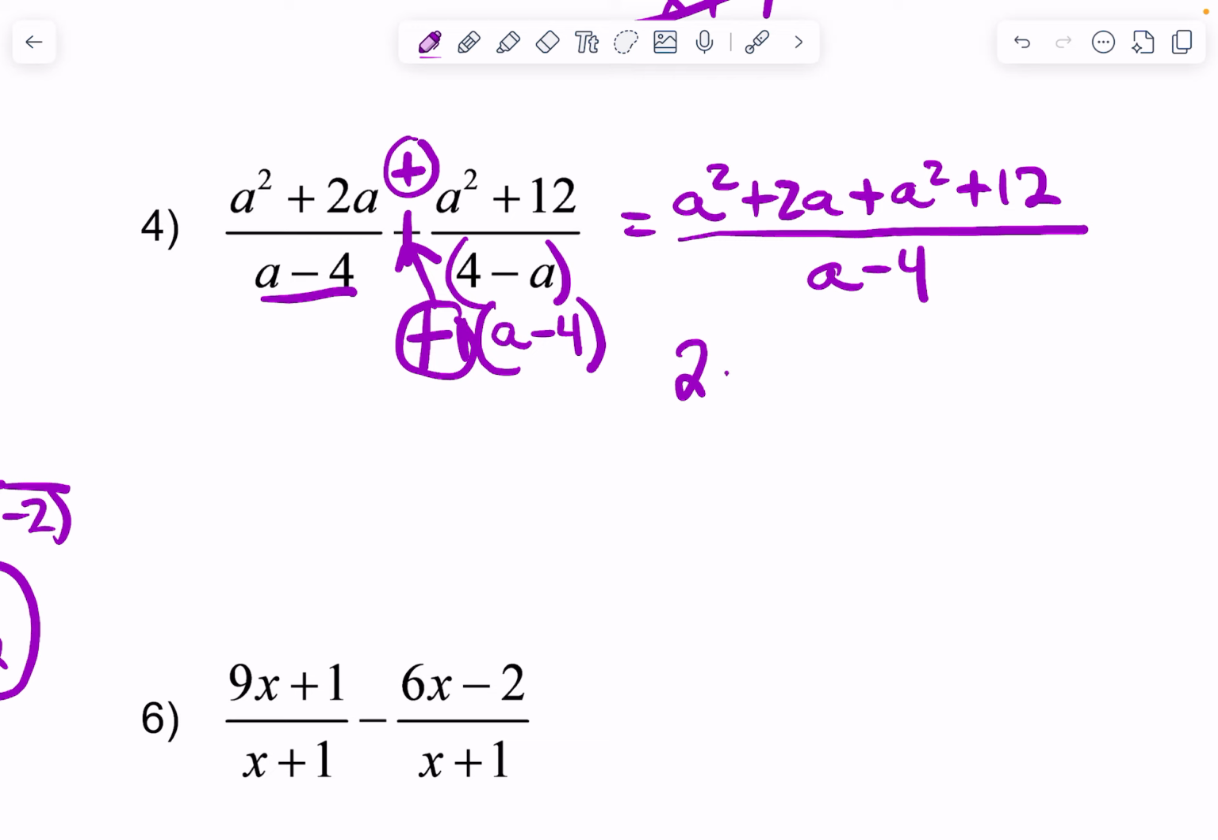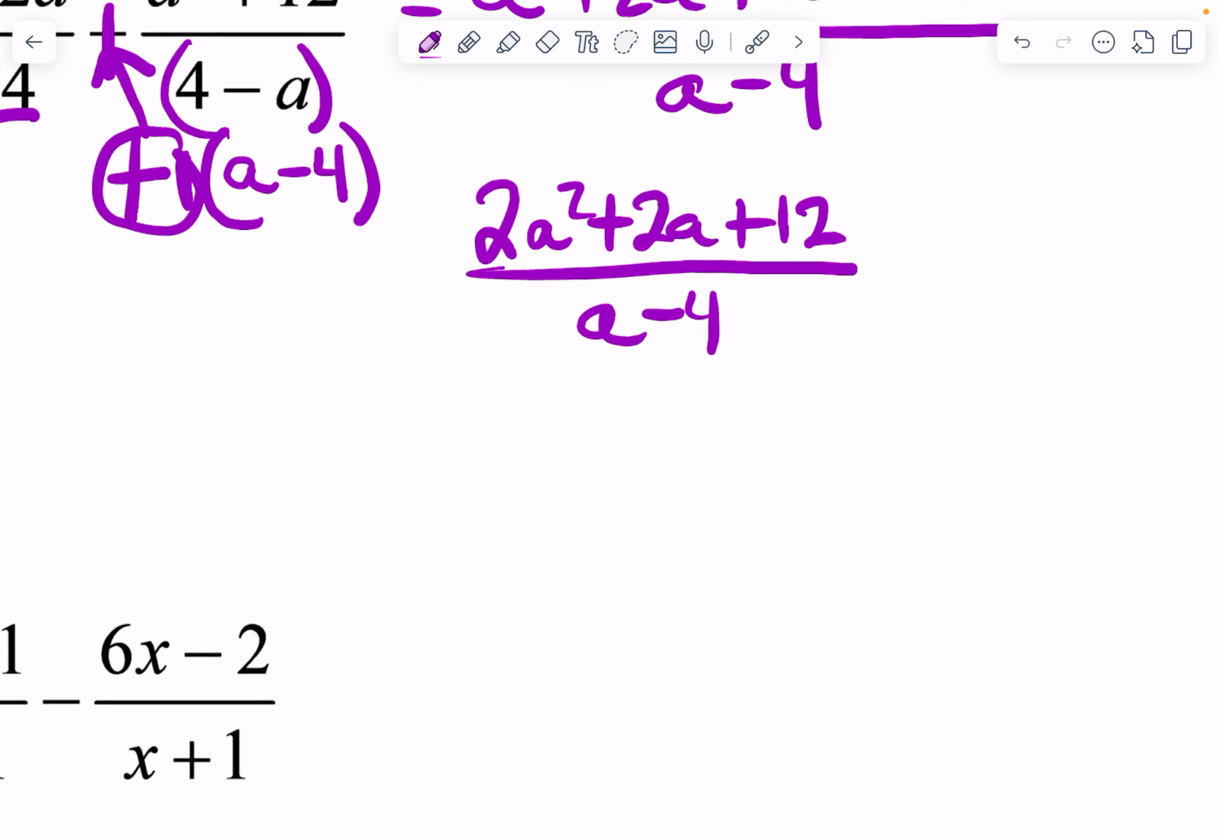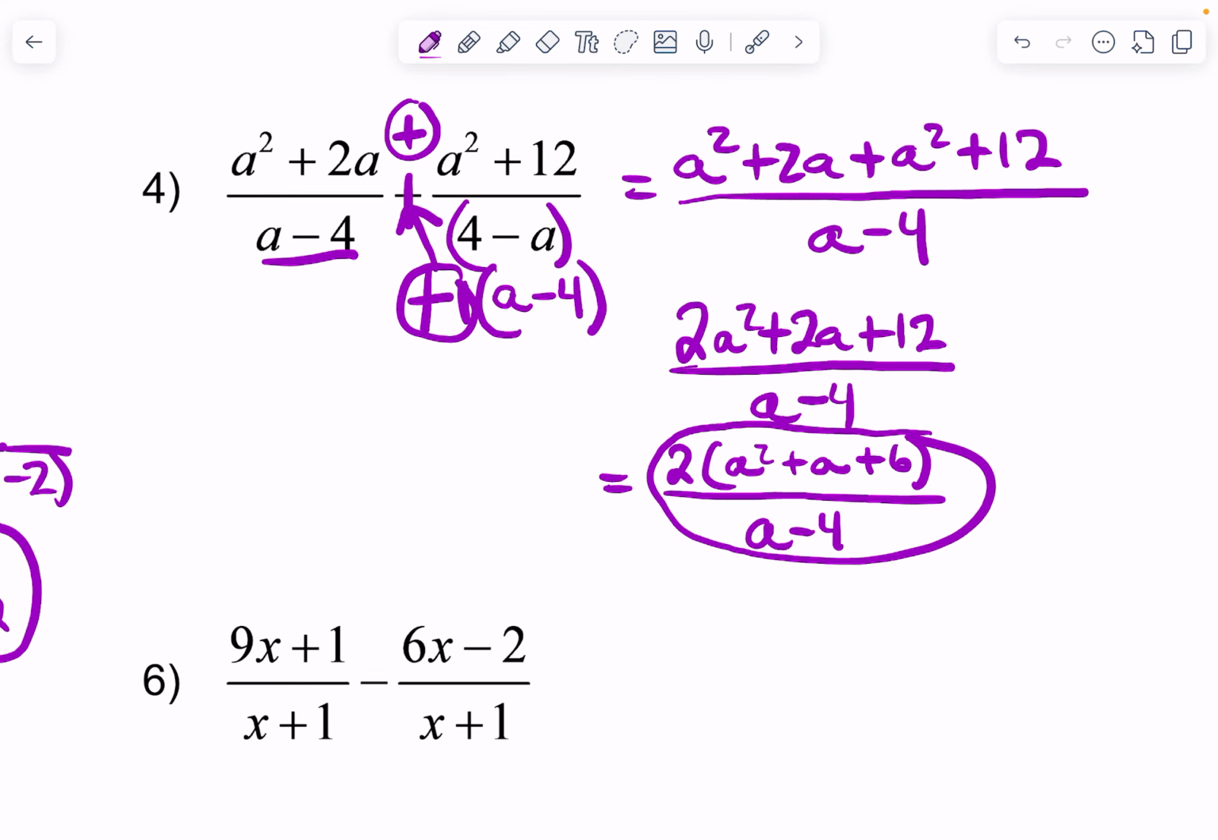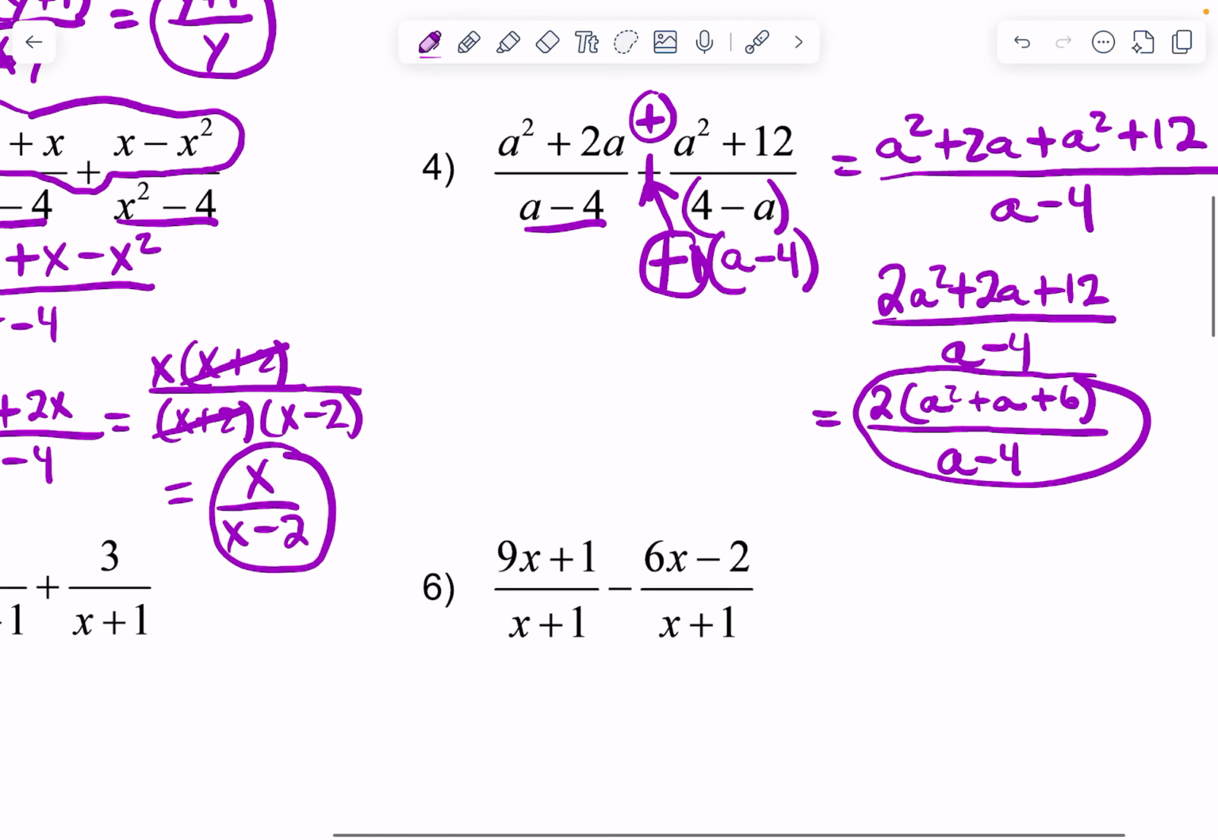So I've got now 2a squared plus 2a plus 12 over a minus 4. I can go ahead and factor out a 2 from the numerator, giving me a squared plus a plus 6 over a minus 4. And that's as far as we can go. All right, so pay real close attention to what happened there with that negative sign. All right, next.